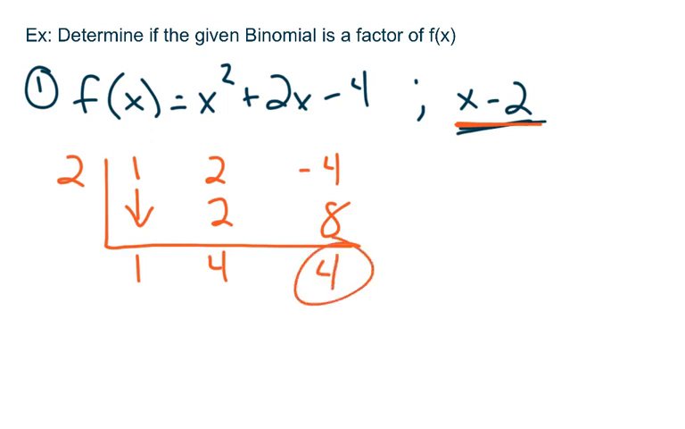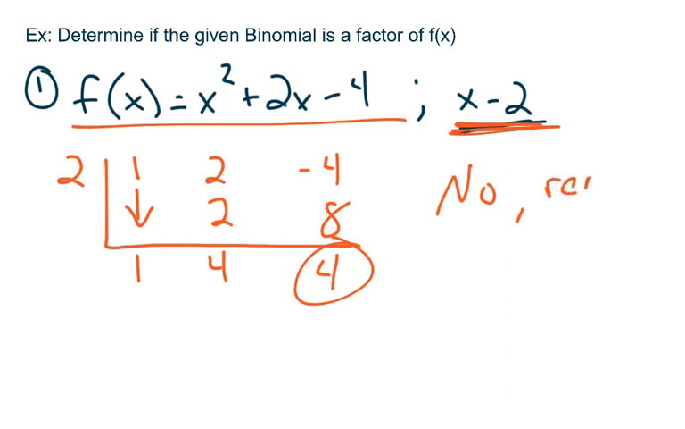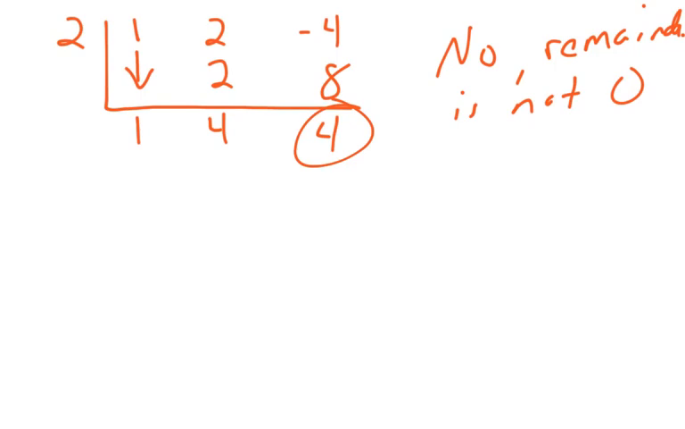This was my answer. Is x minus 2 a factor of x squared plus 2x minus 4? The answer is no. The remainder is not 0. Since the remainder is not 0, x minus 2 is not a factor of f of x.